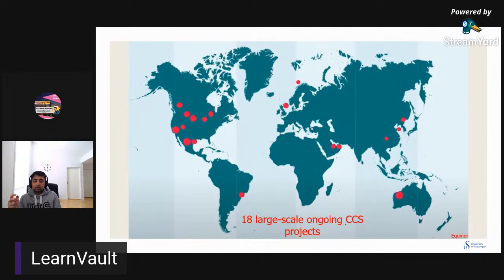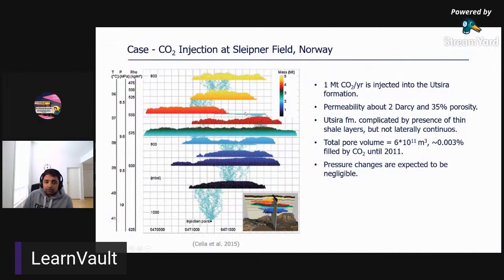But we will look into two examples. One is from the Sleipner field, in Norway. That is one of the longest and the oldest CCS projects going on. So, CO2 injection at the Sleipner field. This is in Norway. The injection is into a formation at a certain depth, called the Utsira formation, and 1 megaton of CO2 is injected every year, and this has been happening since 1998.